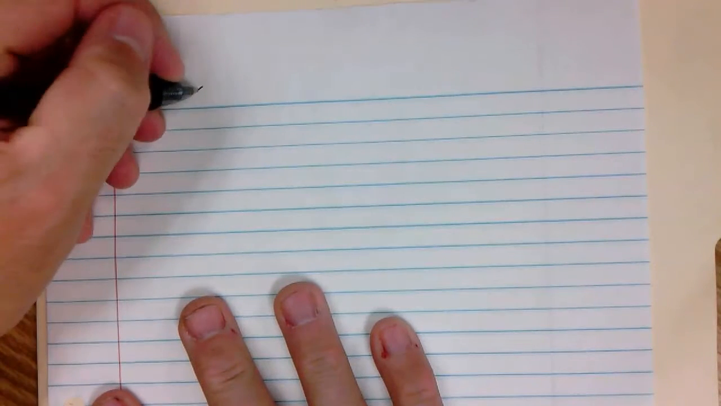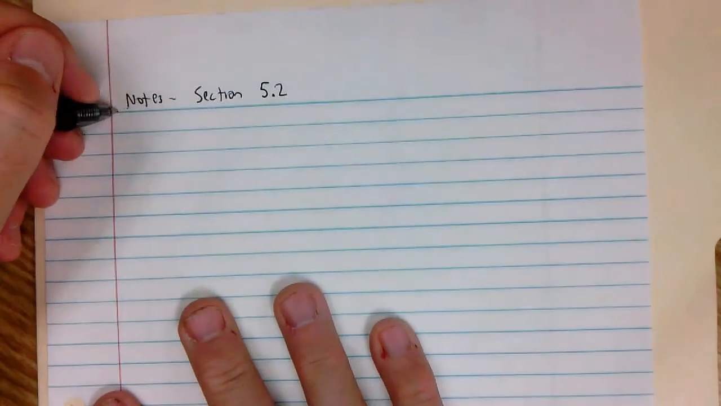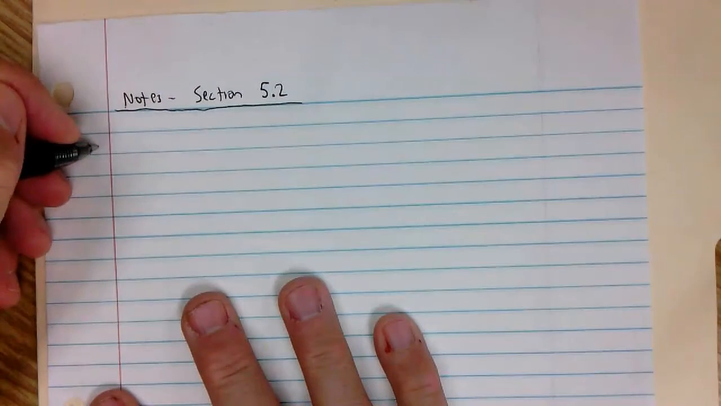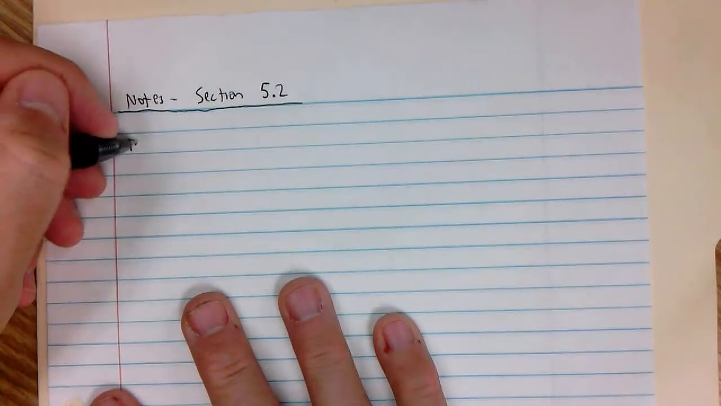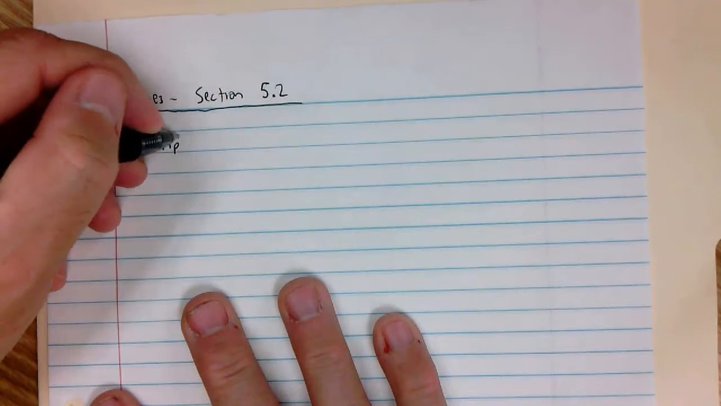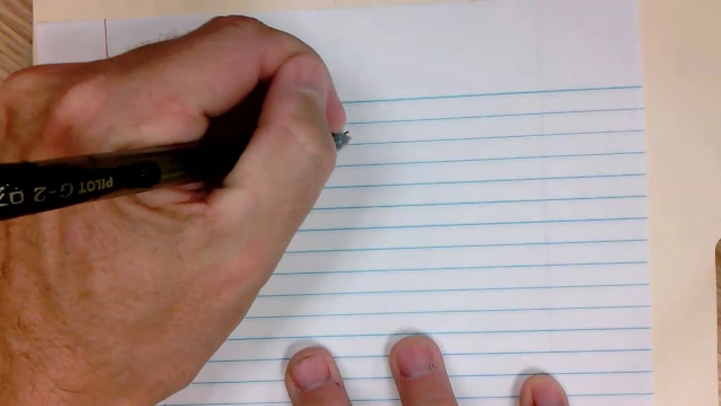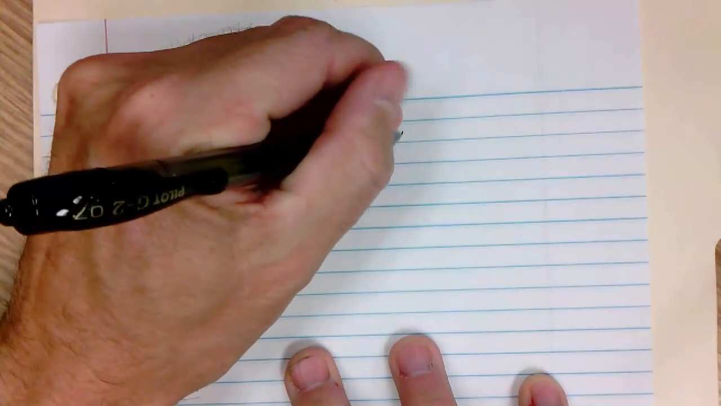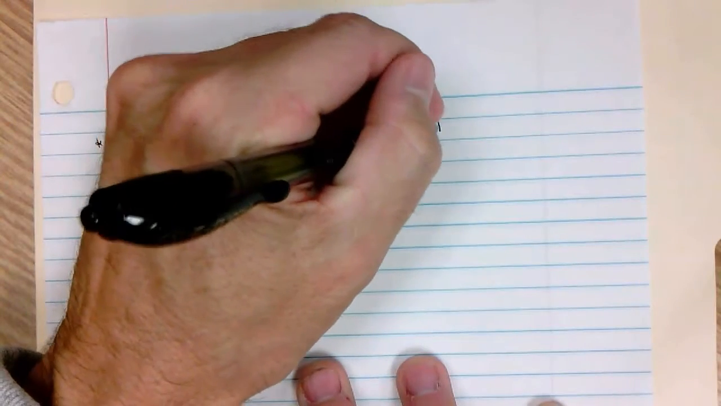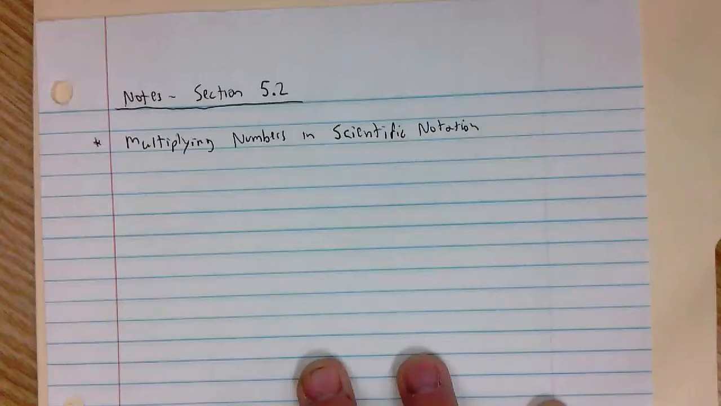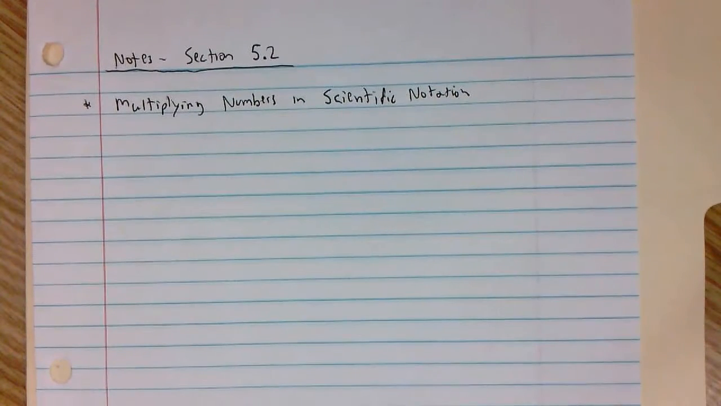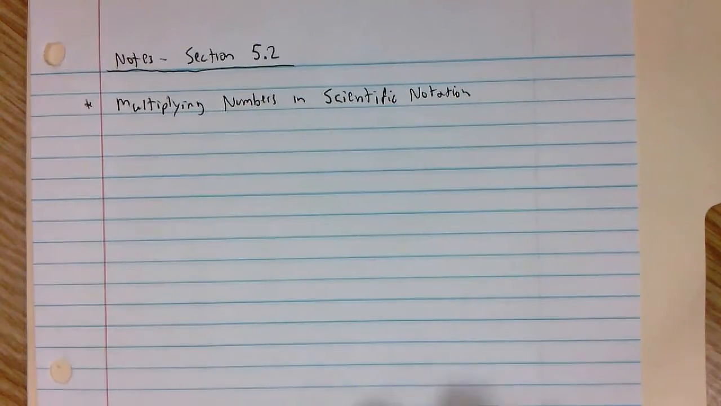So, we are going to label this Notes, Section 5.2. And the first skill that we are going to talk about is multiplying numbers in scientific notation. All right? So, pretty easy to do.